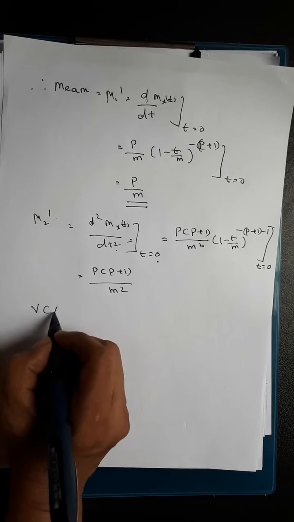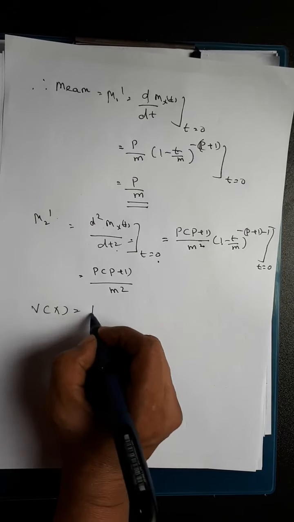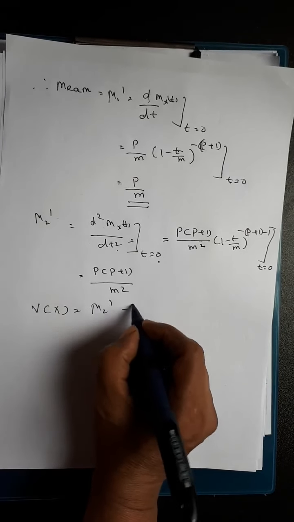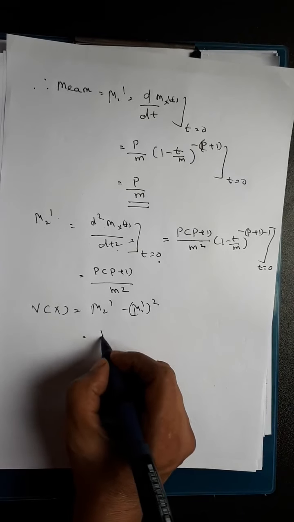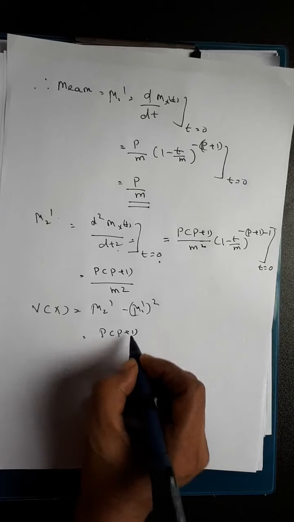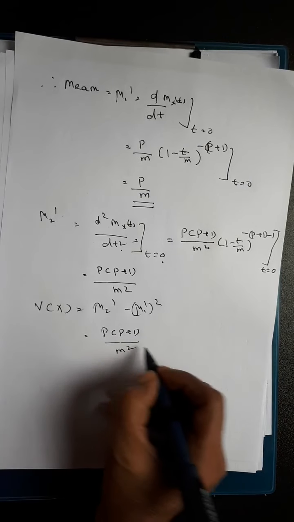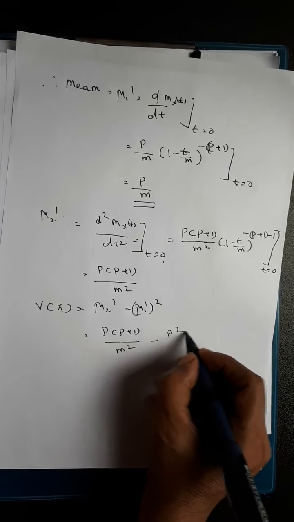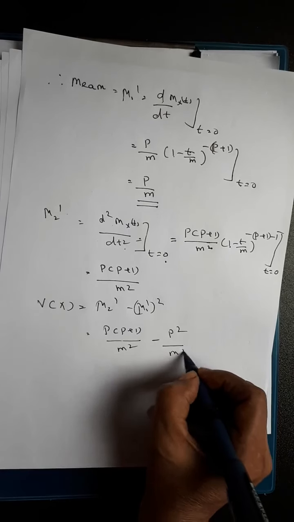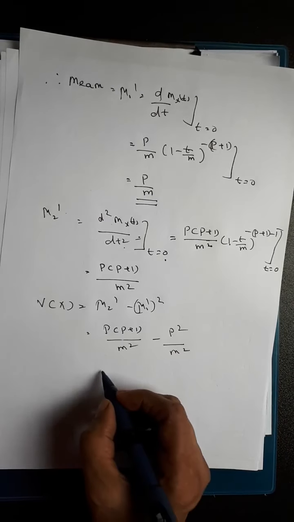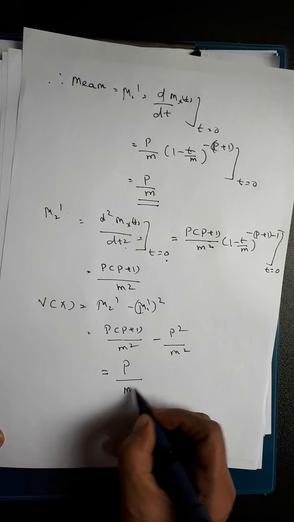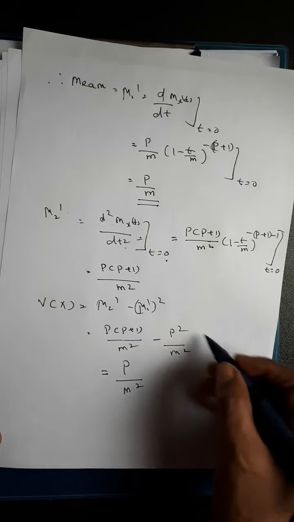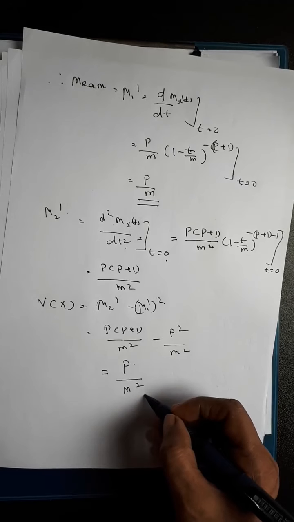So variance of x is mu 2 dash minus mu 1 dash square, that is p into p plus 1 by m square minus p square by m square, which is equal to p by m square. But after simplifying this one, we will get p by m square.